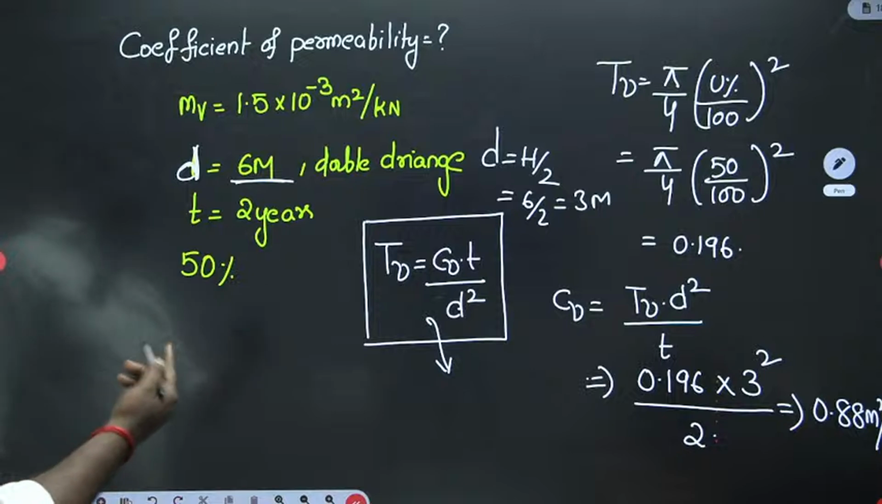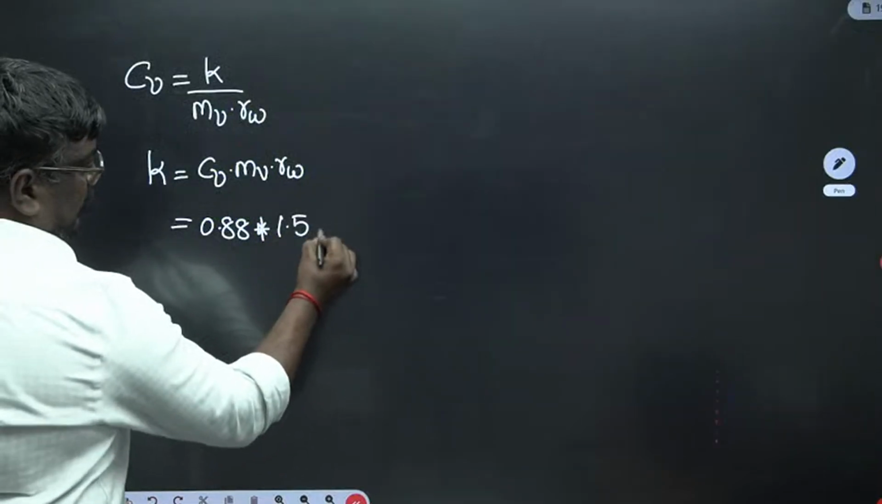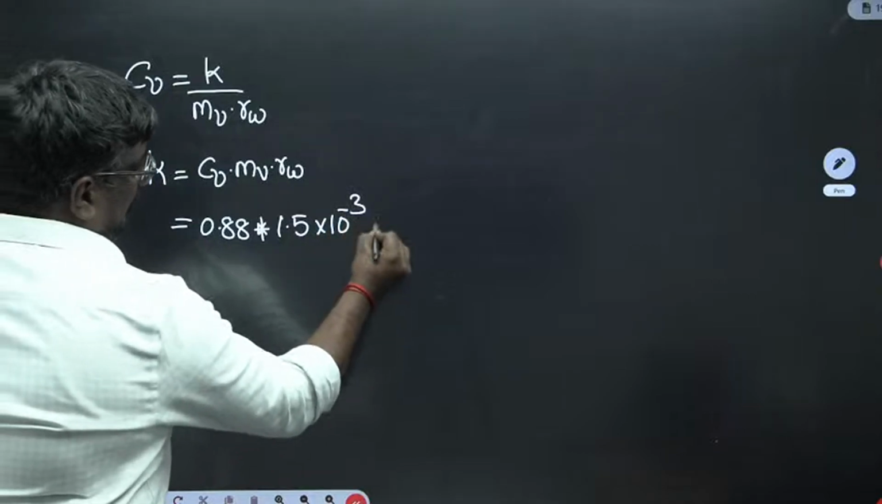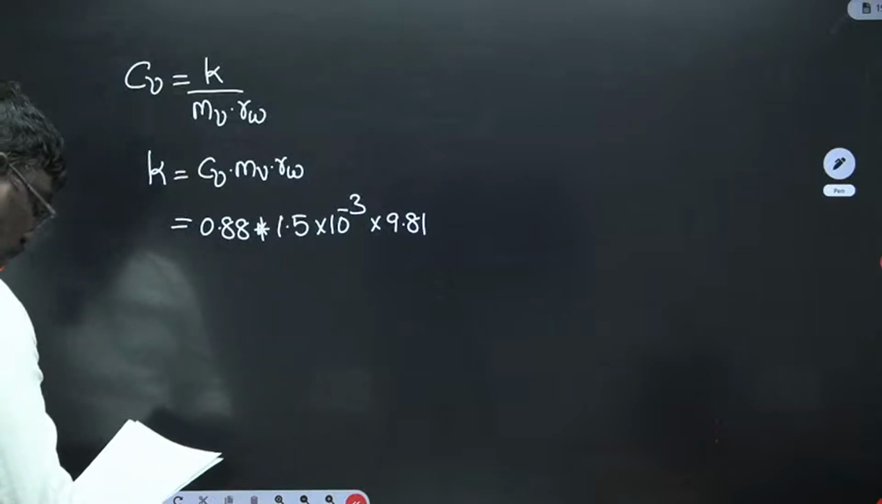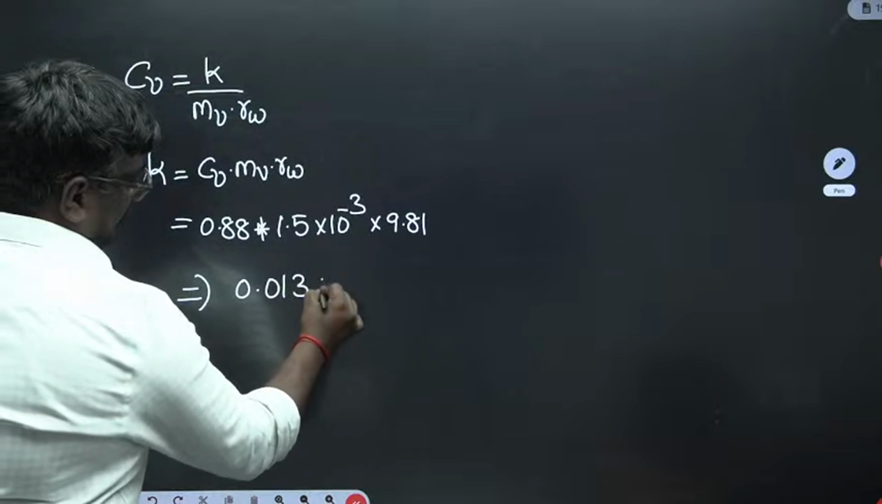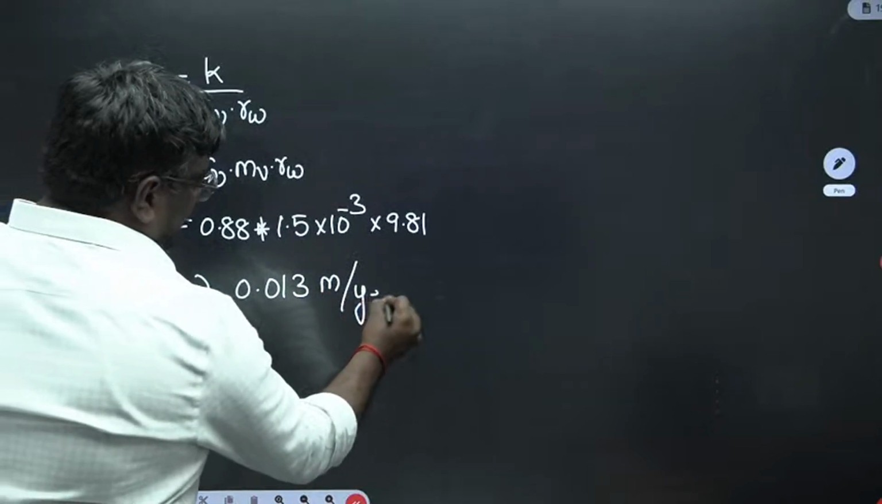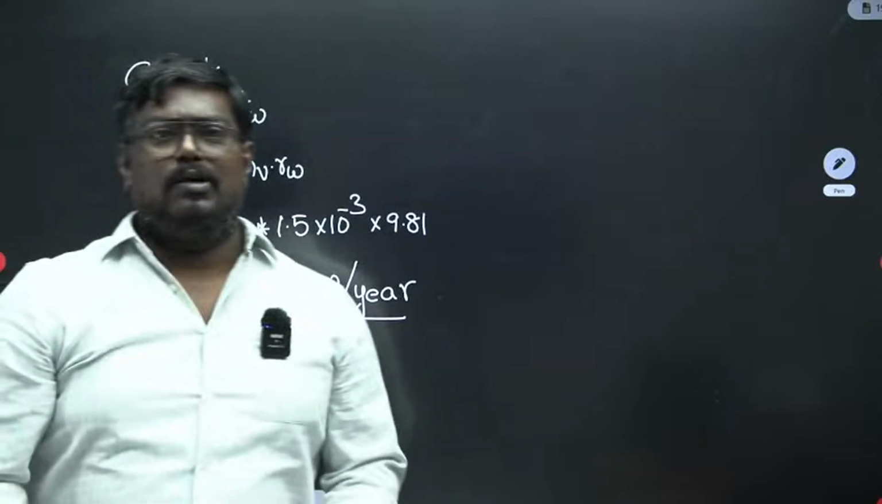Here mv is given as 1.5 into 10 power minus 3. And gamma w is 9.81 kilonewton per meter cube. So if you solve this, you will get around 0.013 meter per year. It will be the same units of velocity. So meter per second, it will be 0.013. So any doubts in this, students?